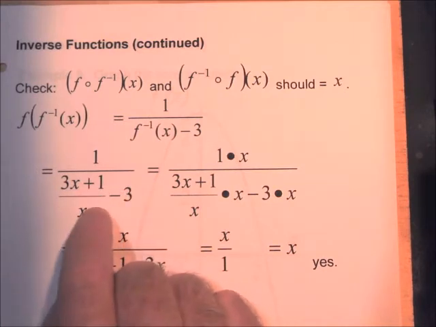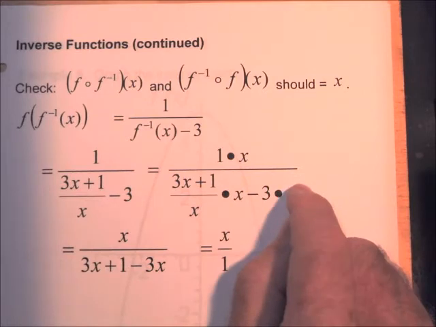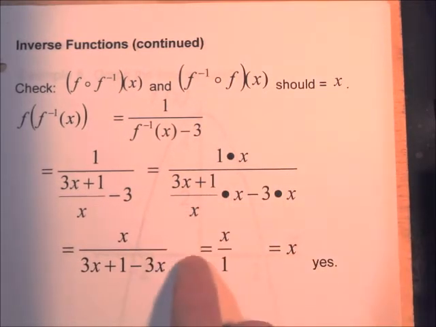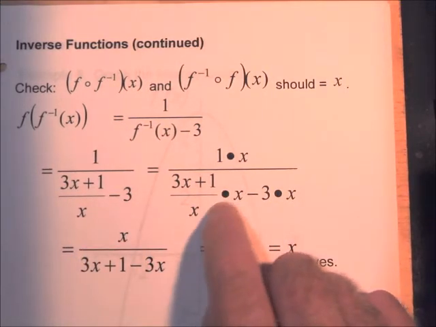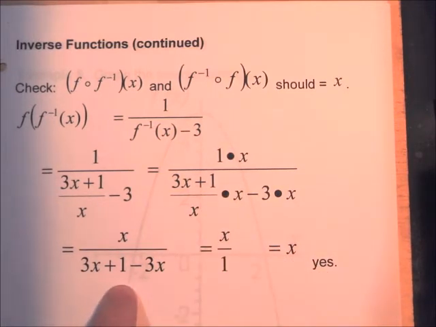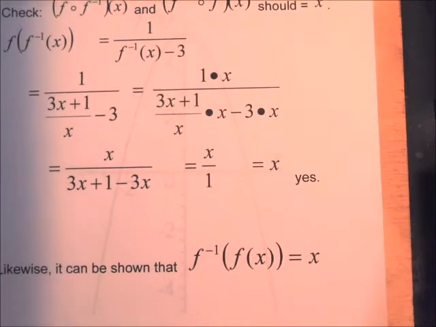We have a fraction within a fraction. To get rid of the fraction within a fraction, we can multiply each term by the denominator, which is x. 1 times x is x, and 3 times x is 3x. And this term here, the x's will cancel. The bottom left, the x's will cancel, we'll have 3x plus 1. Then 3x minus 3x is 0, so we just have x divided by 1, which is x. So that at least partially confirms that f inverse is indeed the inverse of the original function f.